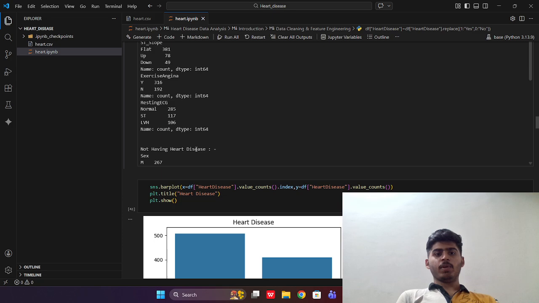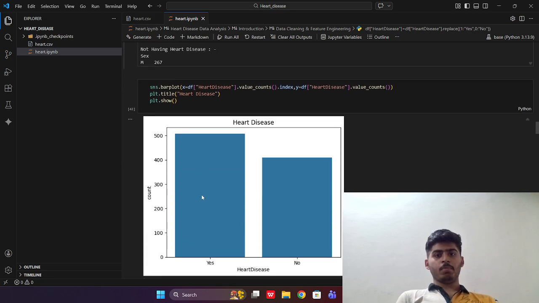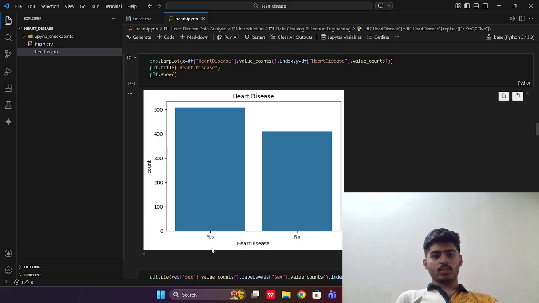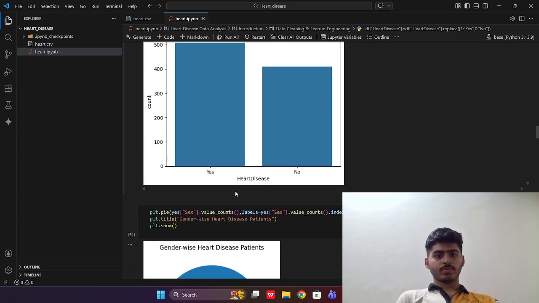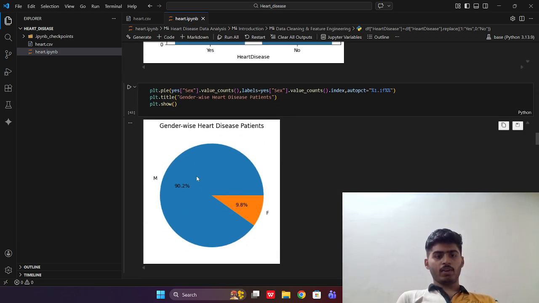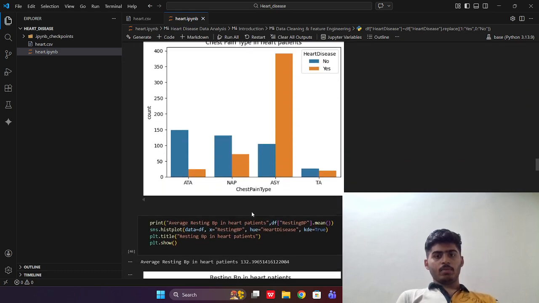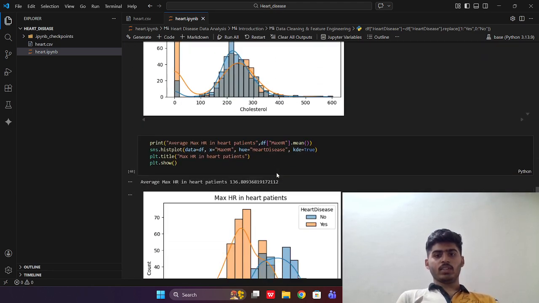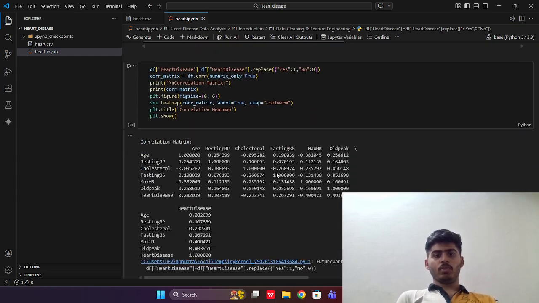Now instead of reading such data, it's better to visualize it. So I have used many plots and graphs to make it more appealing. As you can see in this, the people having heart disease were around 500 and not having heart disease were around 400 out of the people in this dataset. And if we compare it gender wise, 90.2% were male and 9.8% were female. And as you can see, there is a clear spike of ASY chest pain type for the patients who are having heart disease. Now I have used many such graphs and plots to make this data more visually appealing.